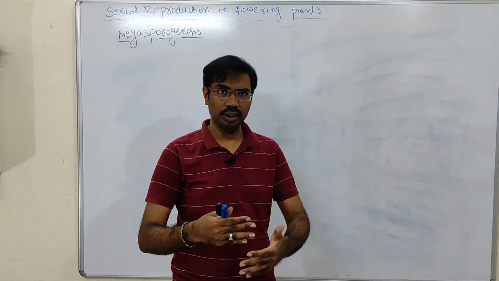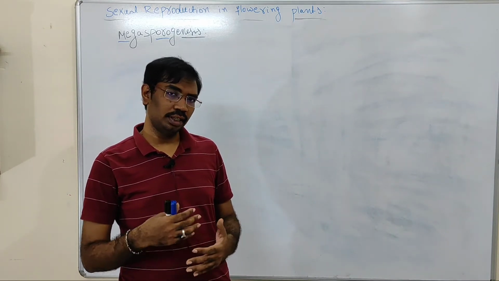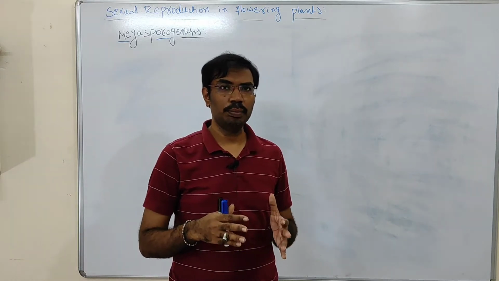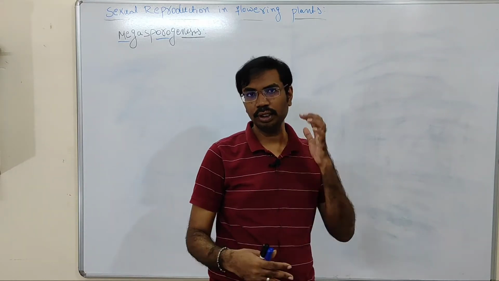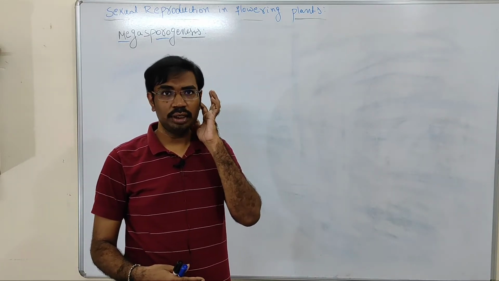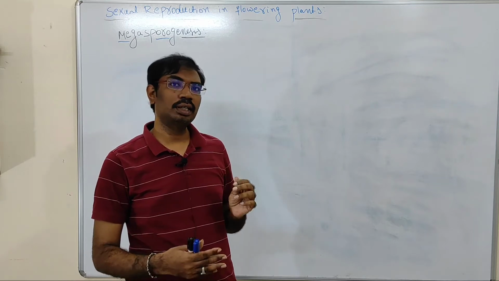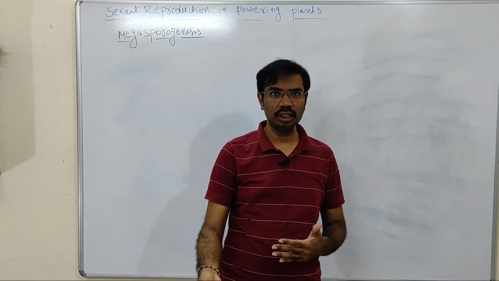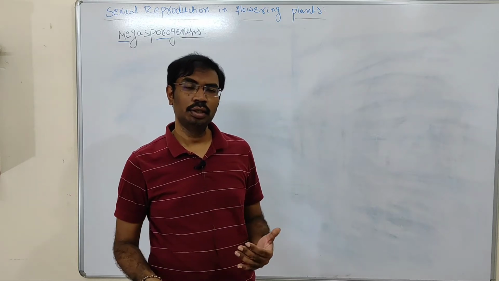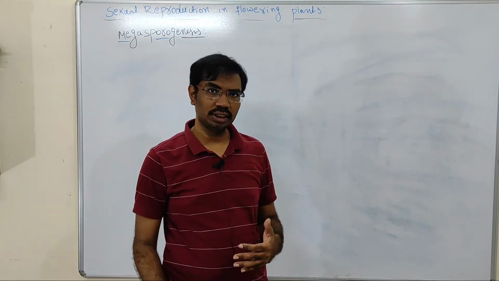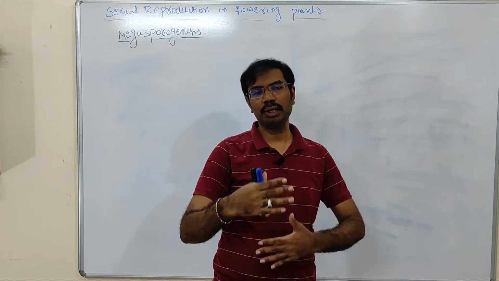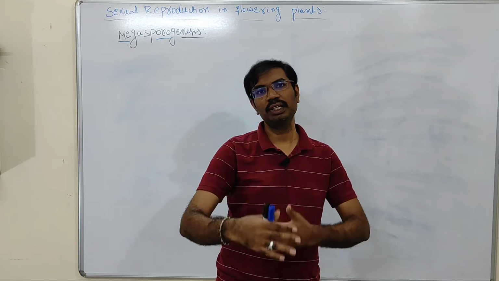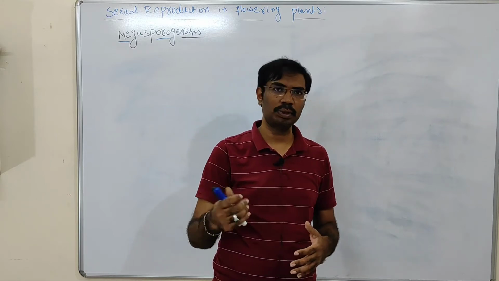In the nucellus, there are so many cells in the hypodermis. One of the hypodermal cells differentiates into the archesporial cell. The archesporial cell produces the primary sporogenous cell and the primary parietal cell. The primary sporogenous cell acts directly like a megaspore mother cell.